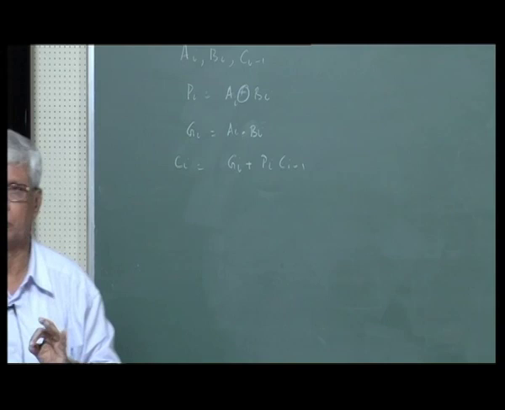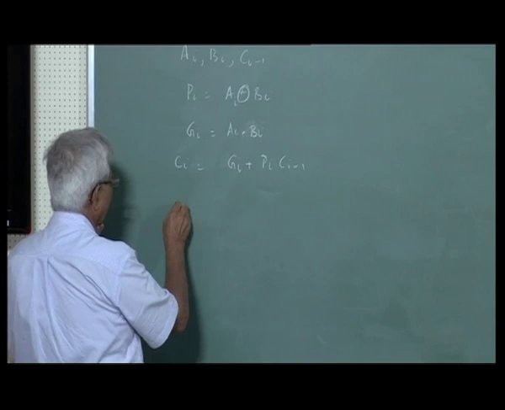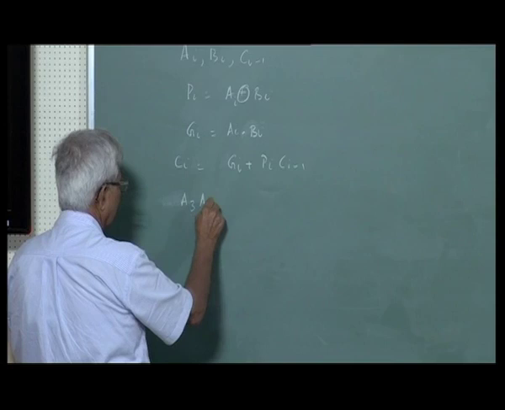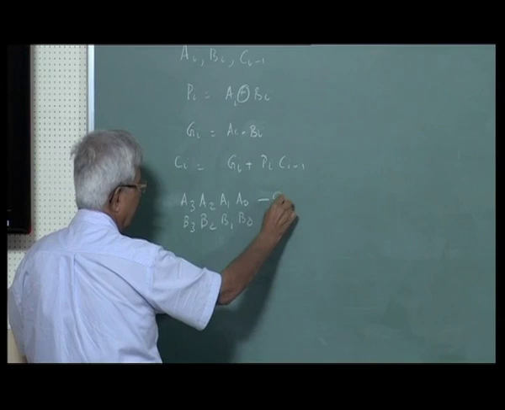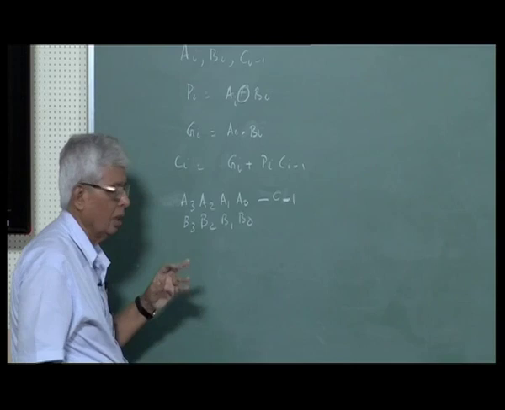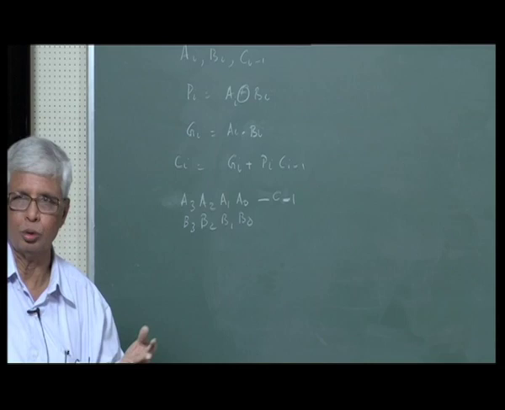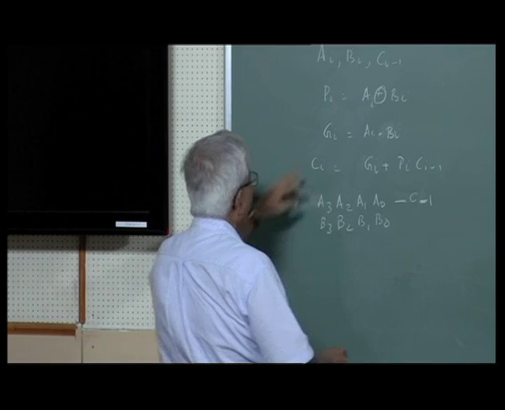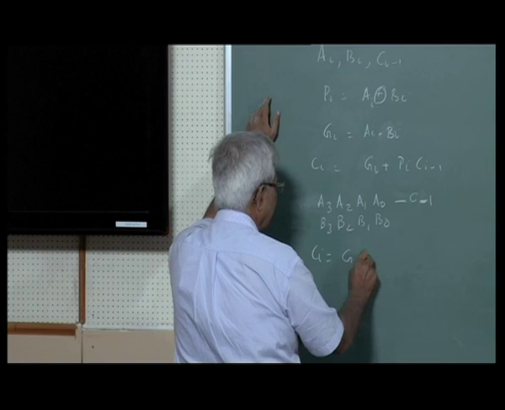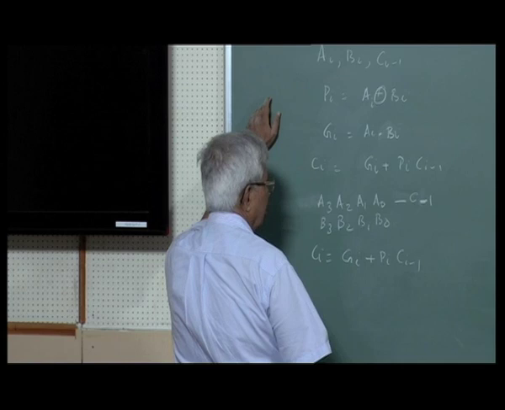Now let us look at 4 bits again. I have A3, A2, A1, A0 and B3, B2, B1, B0. I want to add these 2 numbers. I will say C minus 1 is the input carry. Normally it is not there, since for the first bit there is usually no carry, unless it is an intermediate stage. Now, I will use this formula: Ci is Gi plus Pi Ci minus 1.